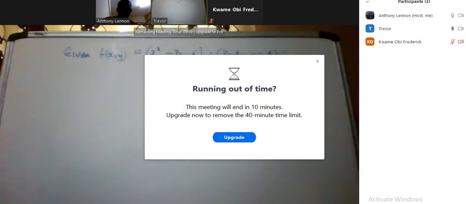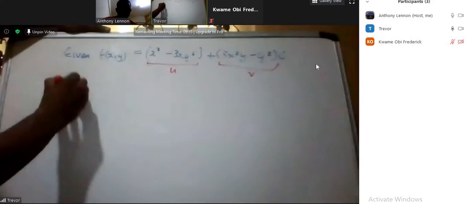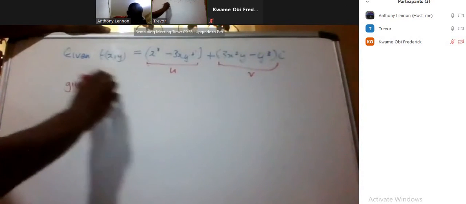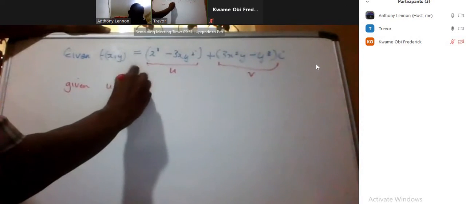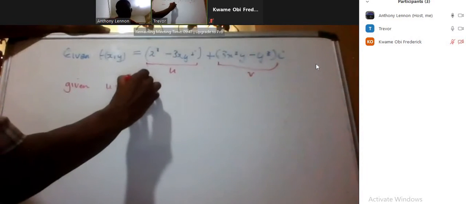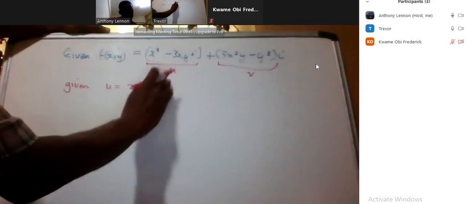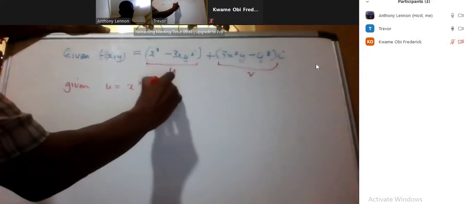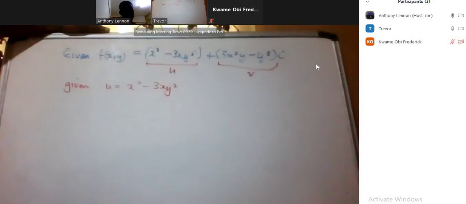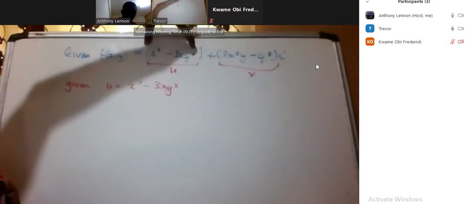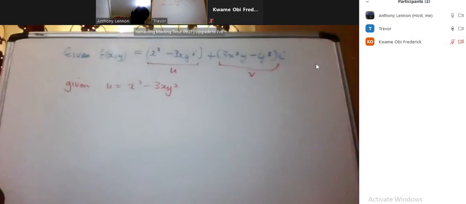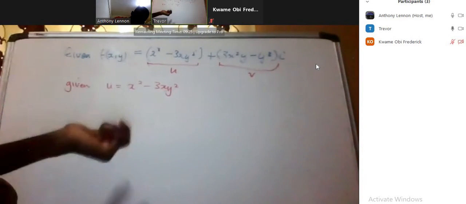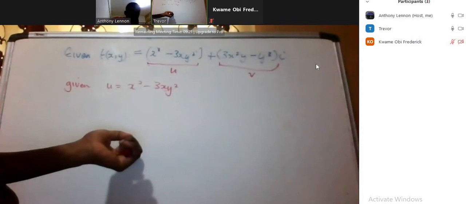So, given u equals x cubed, we're doing the same question. The second part was to verify that f satisfied the Cauchy-Riemann equation. Well, we've done that already, because we did that by doing the Laplacian.